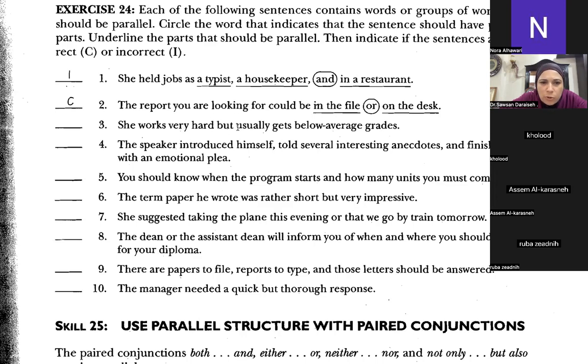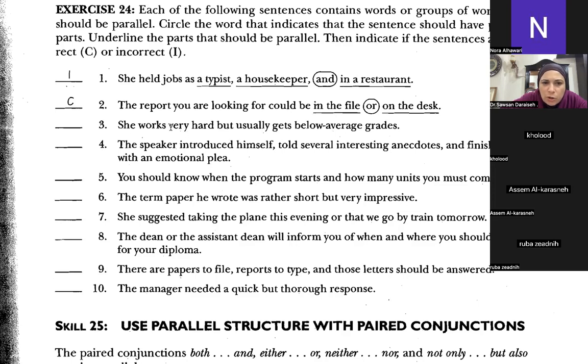They have helped you. They have told you, first of all, locate. They told you from the beginning. Locate what? Circle the word that indicates that the sentence should have parallel structure. First of all, find the word. It's either but, and, or. Here we go. We said before this and after this, the structures should be parallel.